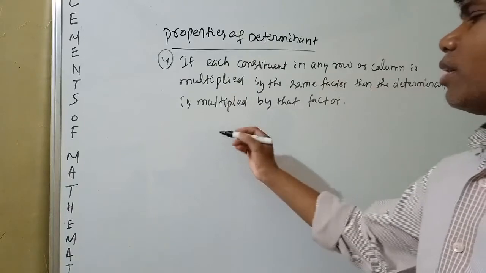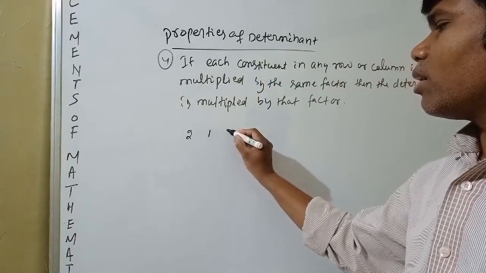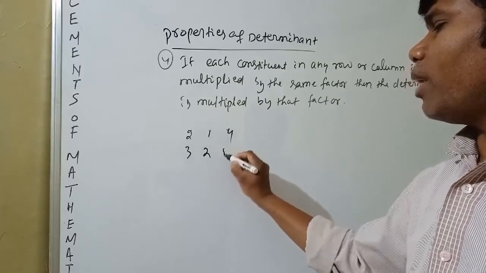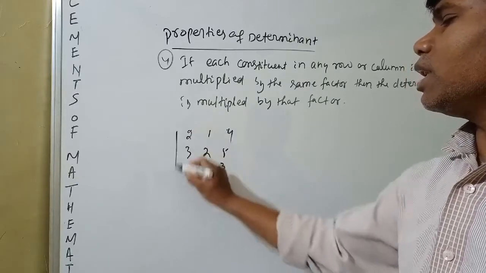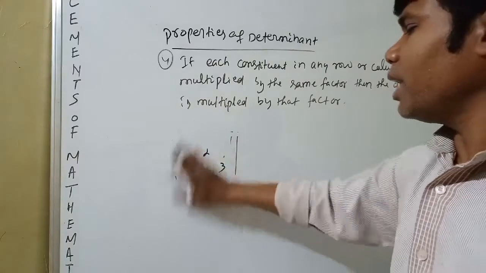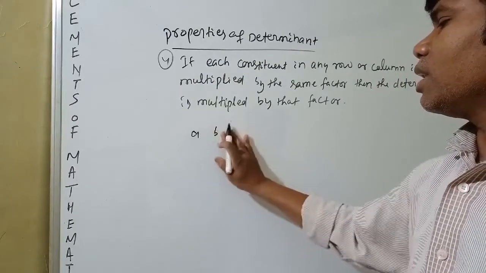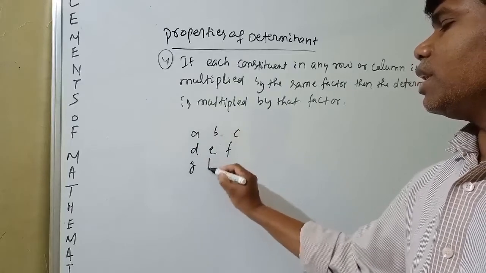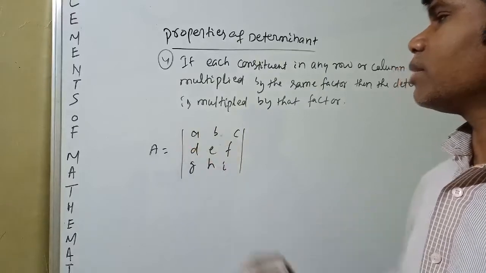You see, suppose 2 1 4, 4 3 2, 5 6 1 3, this is the determinant given. Otherwise you write A B C, D E F, G H I, this is the determinant. You say this is determinant A.